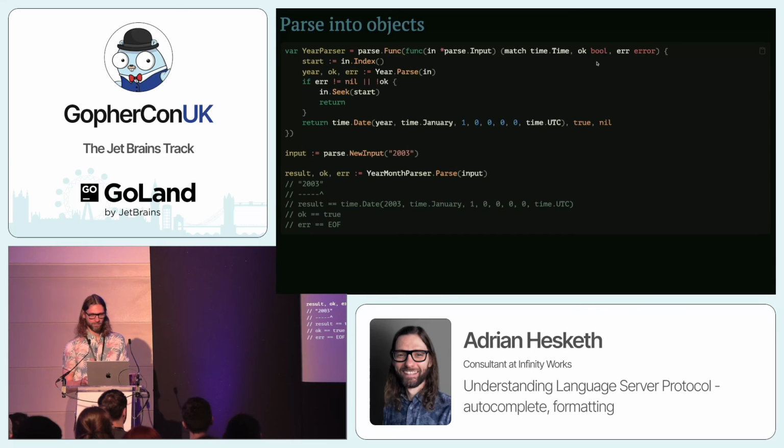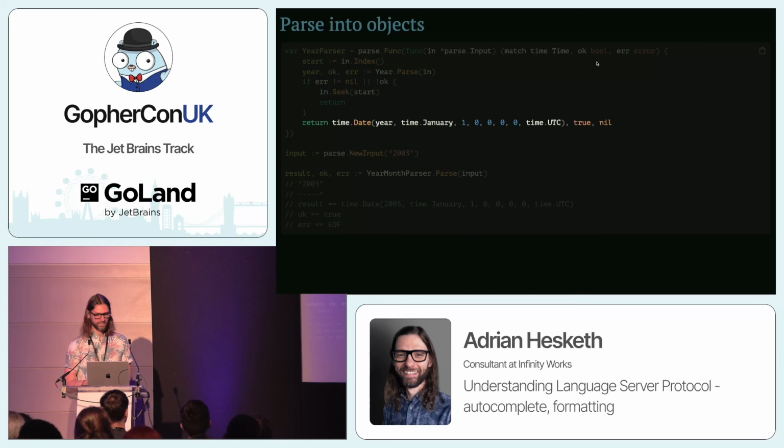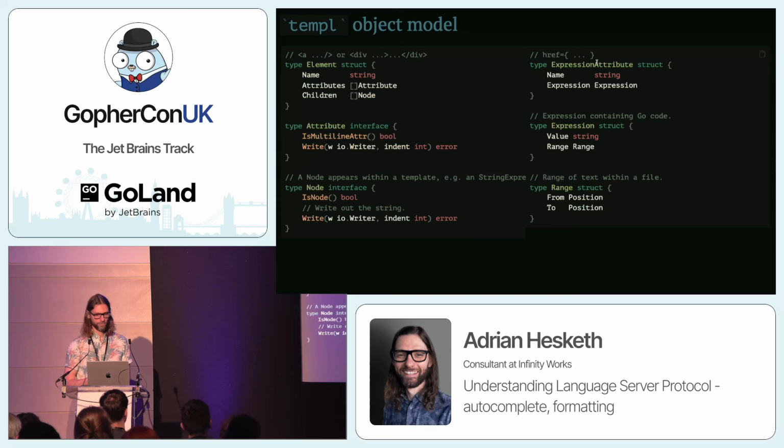You can also create parsers that produce objects. It uses Go's generics, so you can create a parser function that passes into a time struct instead. Here I've got a year parser that will look for 4 digits, use those 4 digits, and attempt to parse. If it's unsuccessful, it'll wind back to where it was at the beginning of the parser. So it's a recursive descent style. And then it will return a date if it's successful. This is what Temple uses to load into its own internal object model.